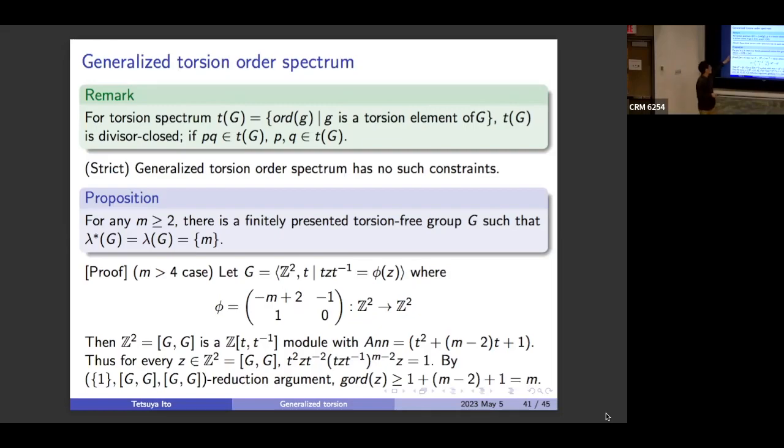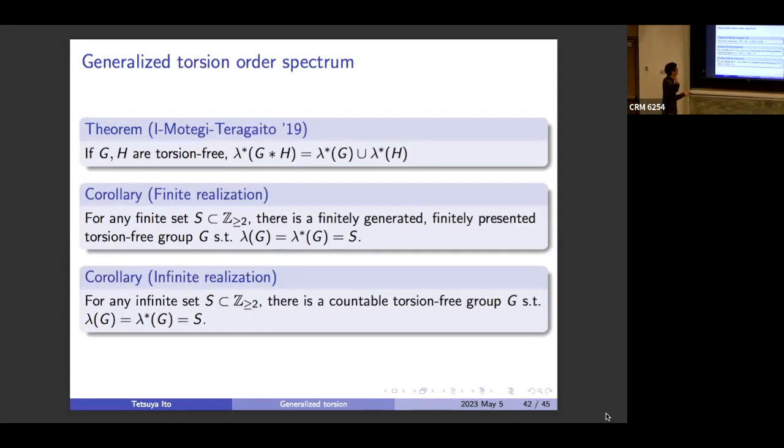For any M, there is a finitely presented torsion-free group such that the generalized torsion order spectrum is exactly M. Here is a construction of such a case. I gave an explicit example of such a group. Due to the time limitation, I skipped the details. But thanks to this observation, we now have some kind of realization result.